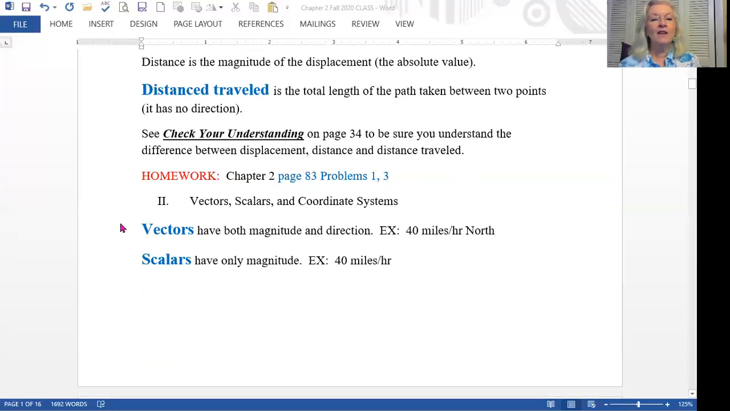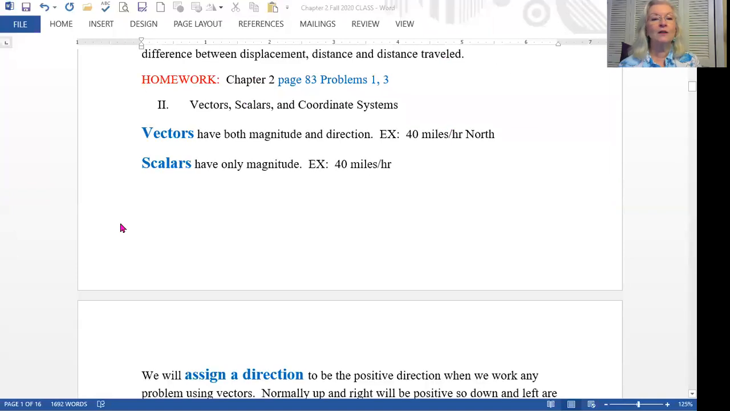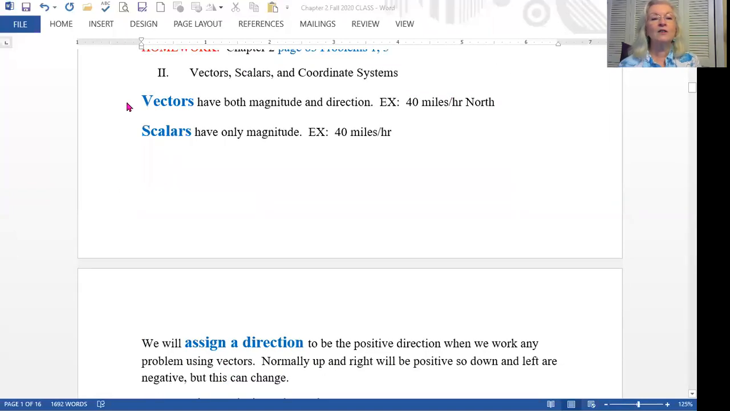We need to talk about vectors and scalars and coordinate systems. So vectors have both magnitude and direction. For example, if I'm traveling 40 miles per hour north, that's my velocity. How fast, and in which direction. A scalar has only magnitude. So 40 miles an hour. If you look down at your speedometer in your car, it's a scalar measurement. It's only when it's coupled with which way you are pointing that we have a vector.